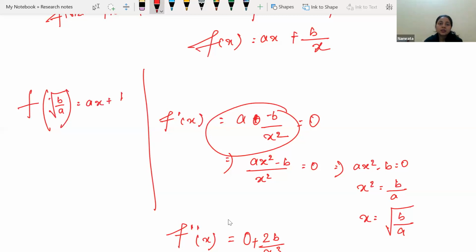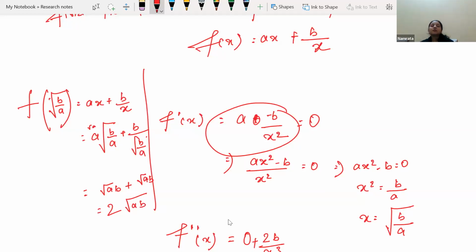Ax plus b by x. Here we will have a root b by a plus b over root b by a. We will have under root ab over here, because this a will get cancelled with root a and the remaining will be root a. And here root b will cancel b and root b will be there, here also root ab. So it is 2 root ab. If you get this type of MCQ question, make sure this is how you have to simplify it and this is how we will get the answer.